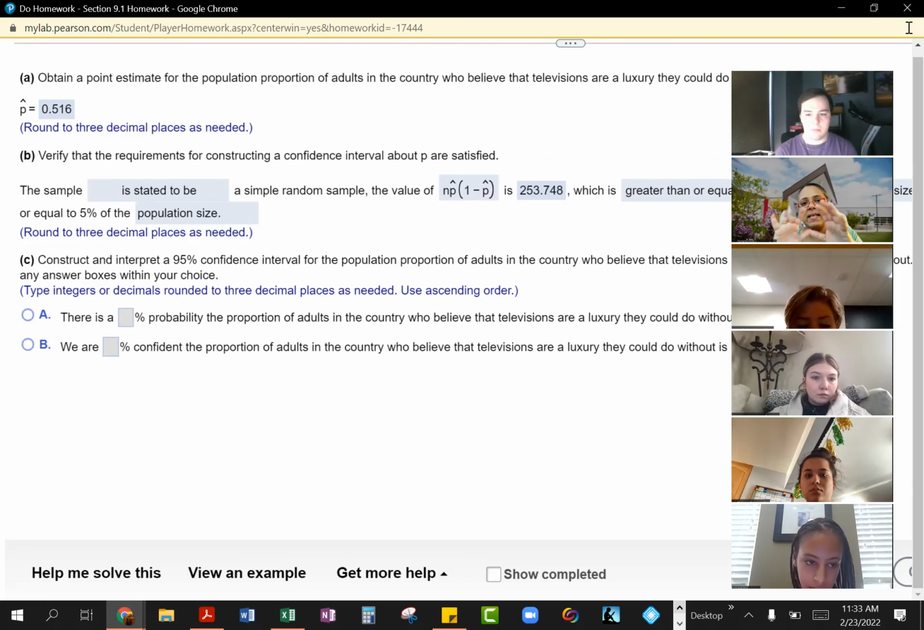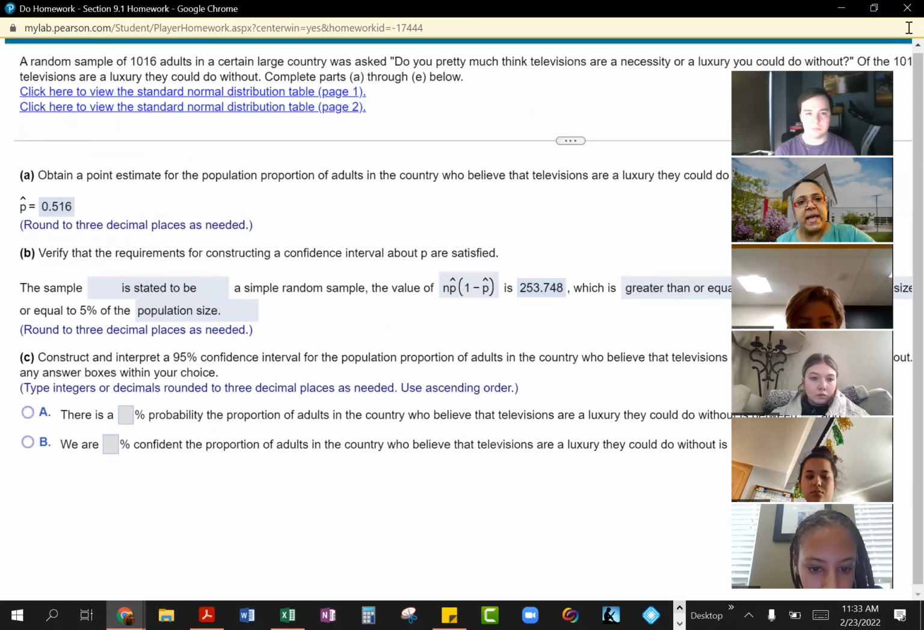So the idea is, if we were to take the results of this survey and expand it to the entire country, well, can we say, because we're getting that point estimate of 0.516, so that's approximately 51.6%. So the idea is, with what confidence can we say that this result is going to be true for the entire country and not just for this sample, right? So that's where this idea of confidence interval comes into play.